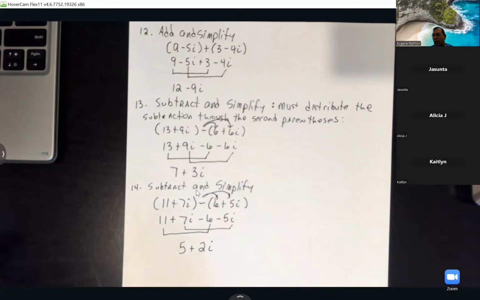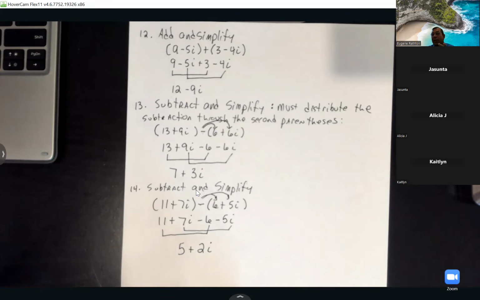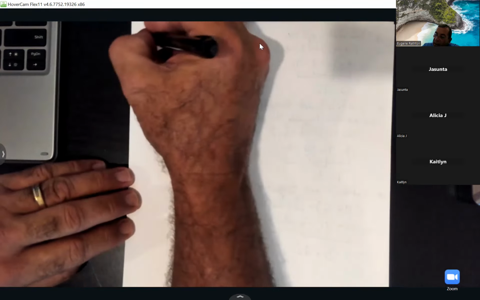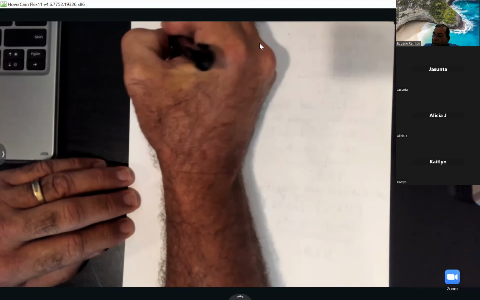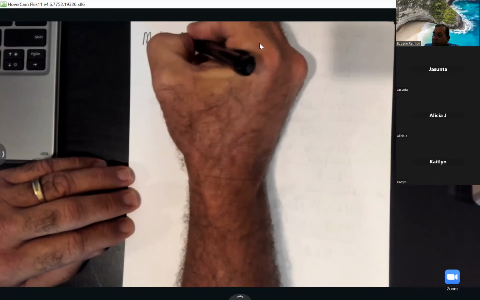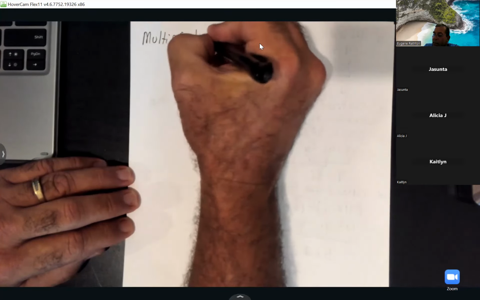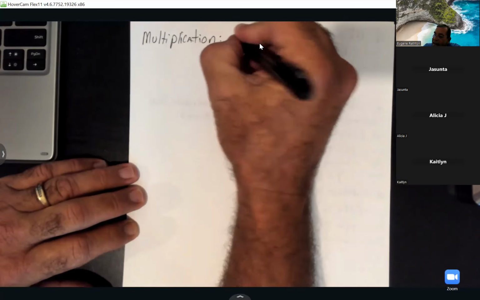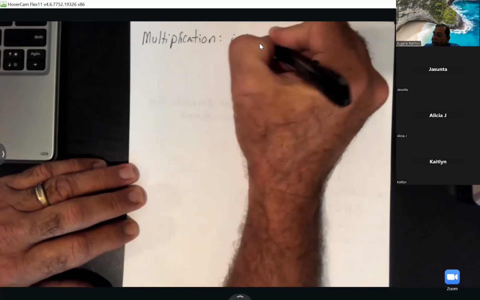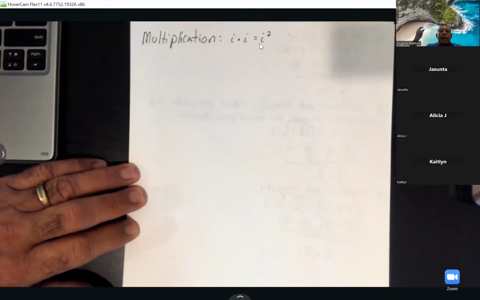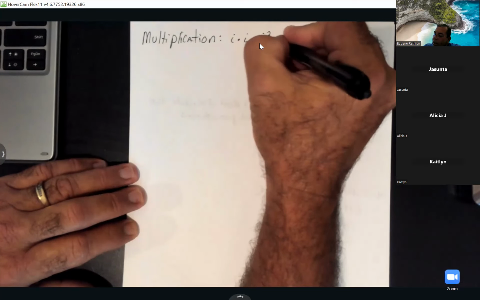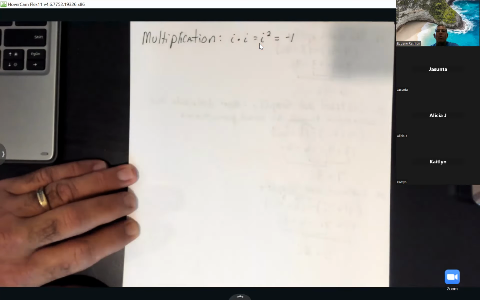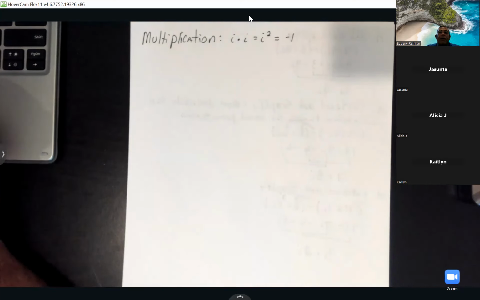All righty, y'all. Next will be multiplication, and it's going to be a little bit trickier. So the thing on the multiplication, if we multiply i times i, we get i squared. Well, y'all, i squared in the long run equals -1.